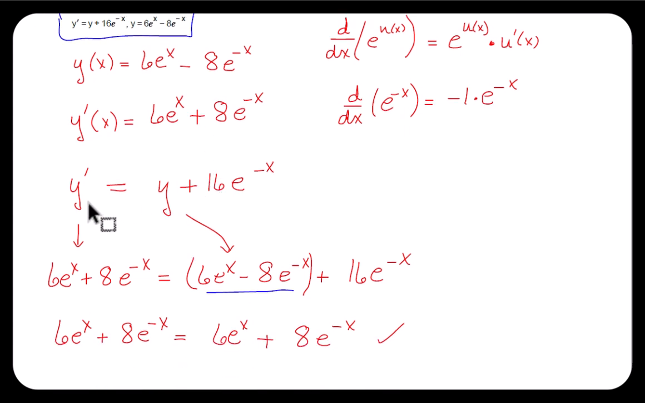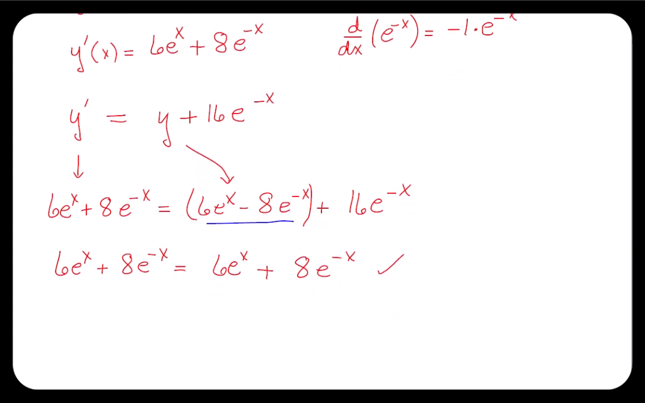And so we have all that we need to see if it actually works as a solution. So here's y prime. Here's the filled in for what the original y was, plus the 16e to the minus x on the end. Well, a minus 8 and a plus 16 is a plus 8, and yes, both sides are the same.